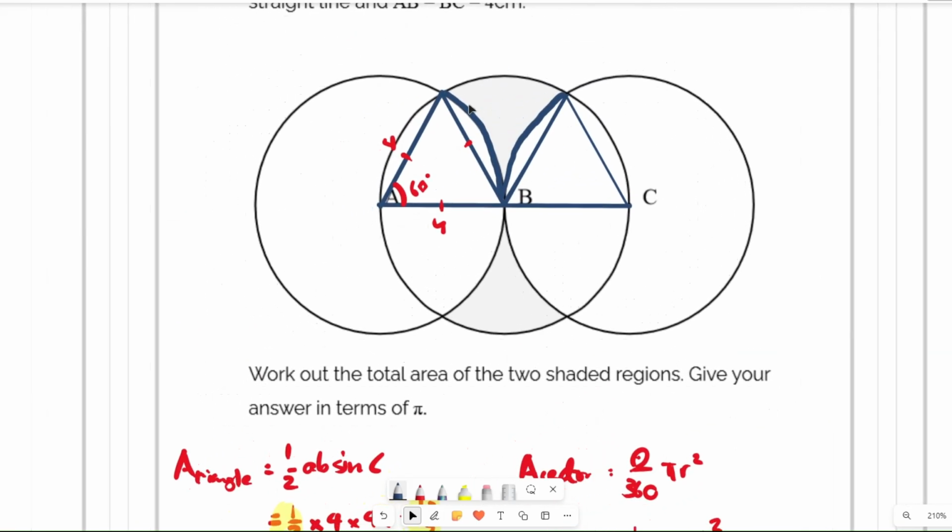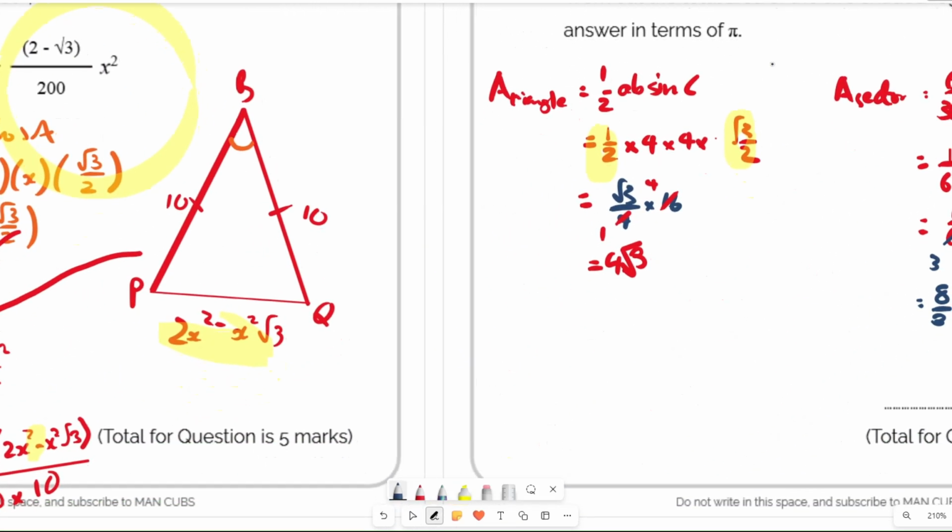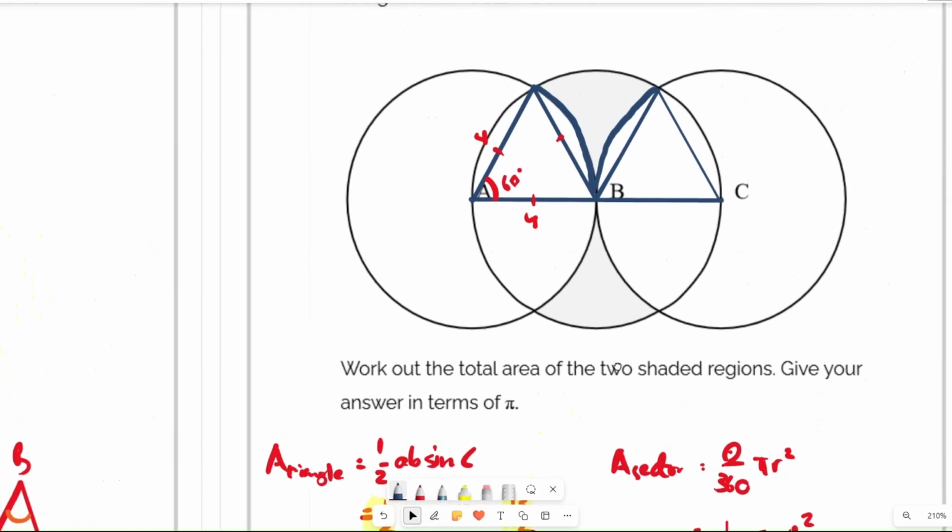So that means we can work out the area of the segment, can't we? So the area of the segment equals the area of the sector, which is 8 over 3 pi minus 4 root 3. We literally cannot simplify that anymore. So let's just keep it like that. And to work out this, I'm going to do a different way to how I originally did it.